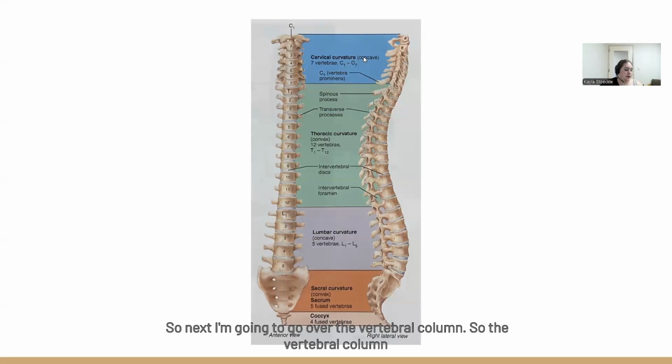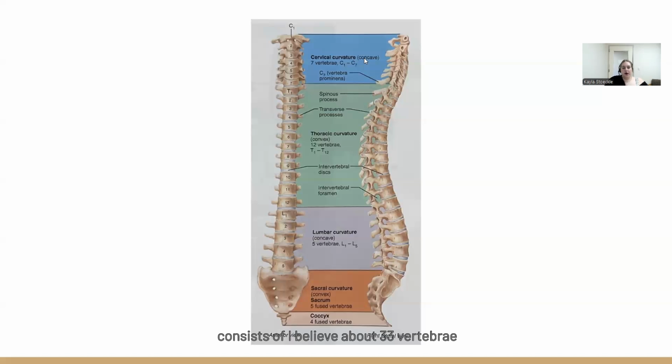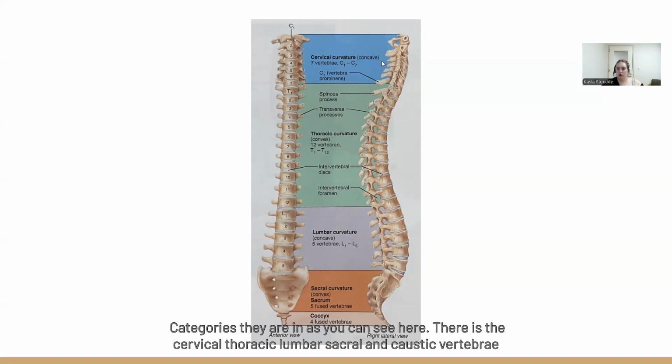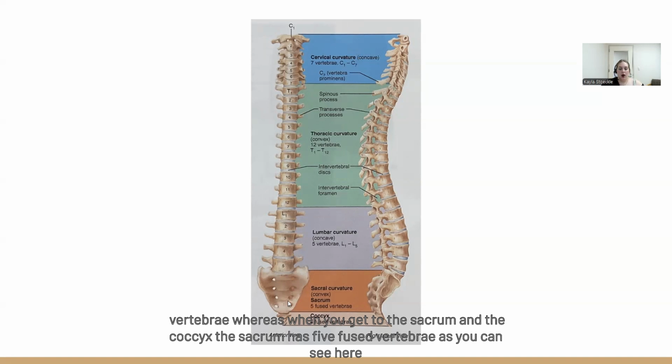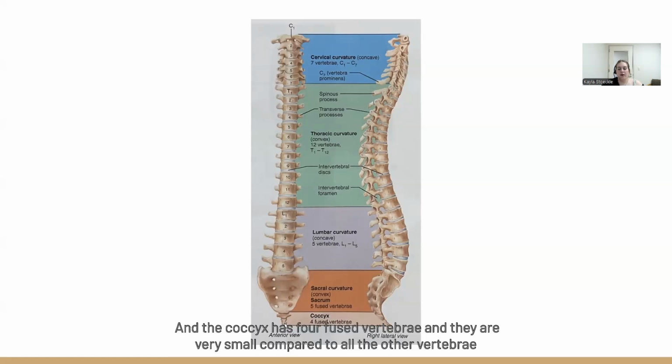So next, I'm going to go over the vertebral column. So the vertebral column consists of, I believe, about 33 vertebrae. And I'll get into the different categories they are in. As you can see here, there is the cervical, thoracic, lumbar, sacral, and coccyx vertebrae. So the cervical, thoracic, and lumbar are the main vertebrae that we talk about because they have individual vertebrae. Whereas when you get to the sacrum and the coccyx, the sacrum has 5 fused vertebrae, as you can see here, and the coccyx has 4 fused vertebrae, and they are very small compared to all the other vertebrae.